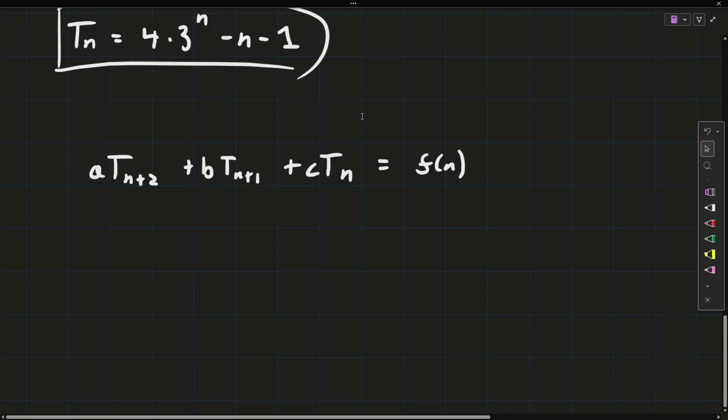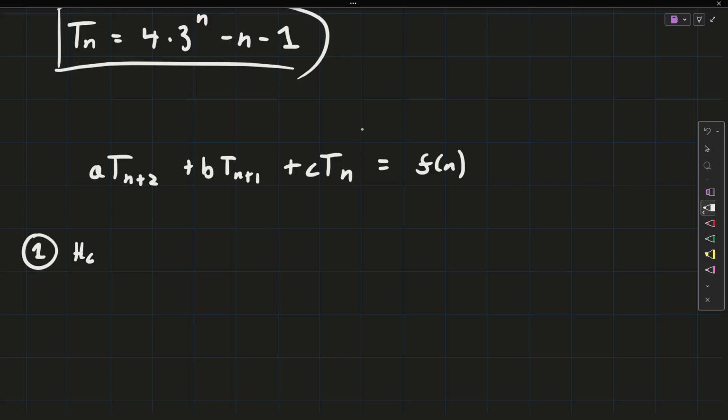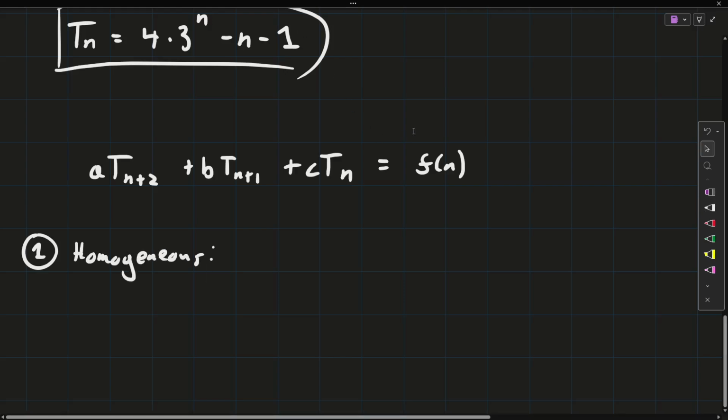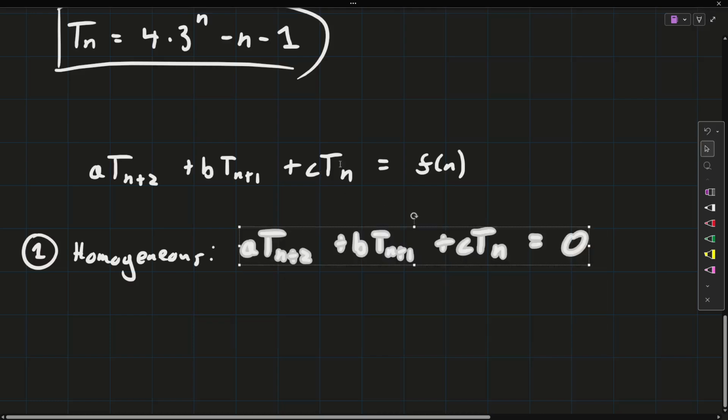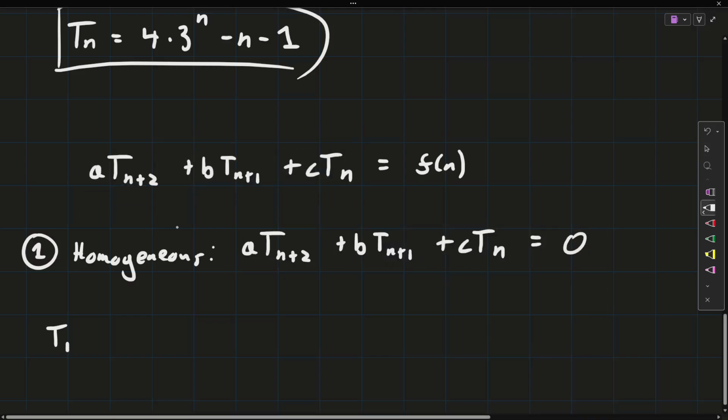So the first thing we do is solve the homogeneous equation. Basically, we solve this thing equal to 0. Why are we doing that? Because if we solve this thing equal to 0, then we know that this part will all be equal to 0. Then we get some solution: our solution for Tn will be a times our first root to the power of n plus b times our second root to the power of n.